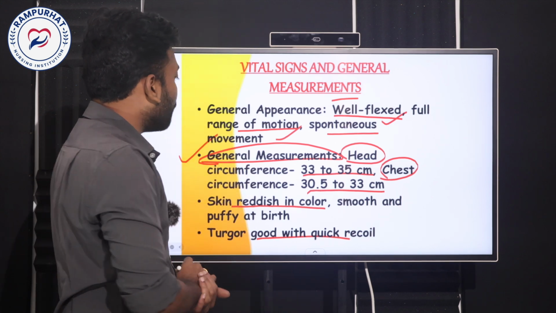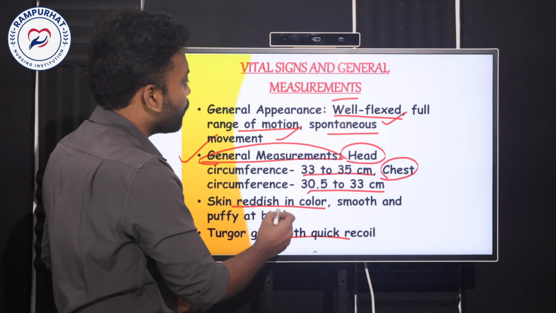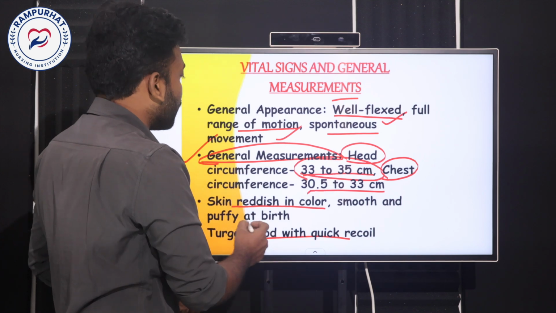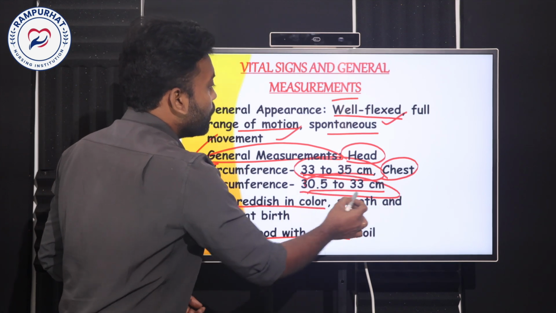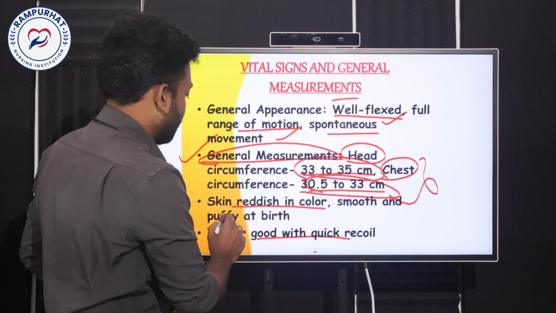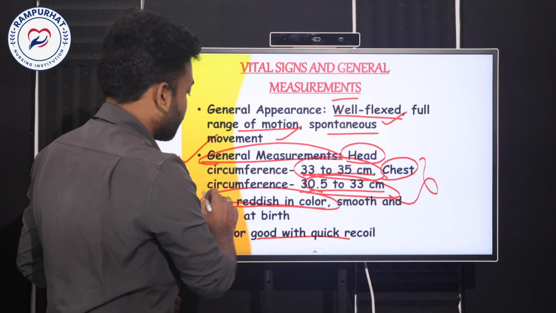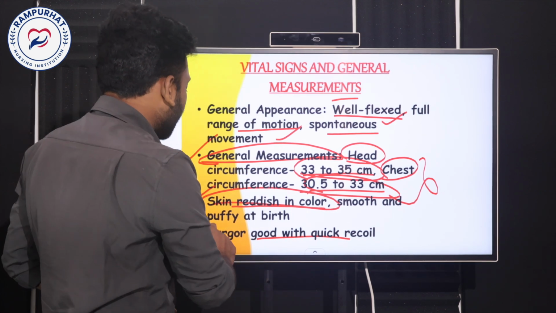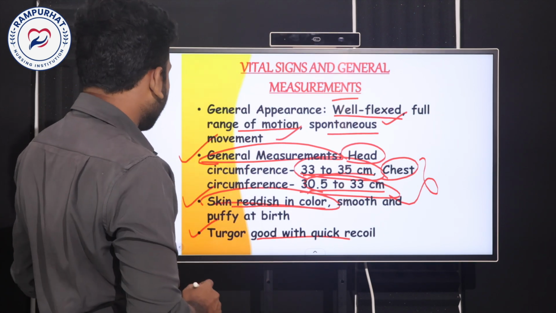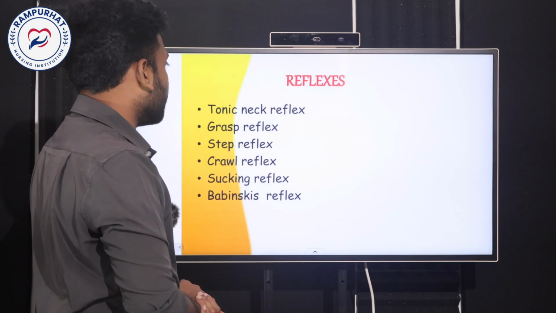And the next one is measurements, nothing but anthropometric measurements. The head circumference must be normally 35, and chest circumference must be 33. If these values are there, the baby is normal. The baby's skin color must be reddish, a pinkish color is normal, and the recoil of the skin we also need to see. These are the general measures we need to find out in the fourth stage of labor.